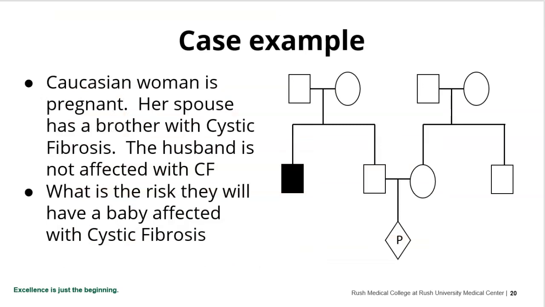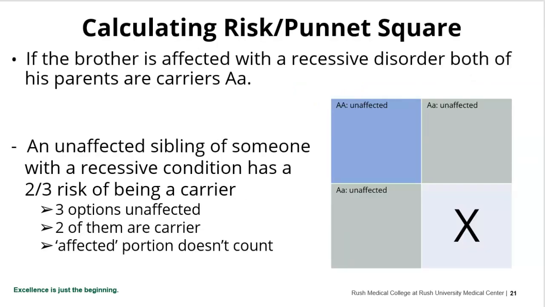So a Caucasian woman is pregnant. Her spouse has a brother with cystic fibrosis. The husband is not affected with cystic fibrosis. What is the risk they will have a baby affected with cystic fibrosis? It doesn't matter if I use CF or any other recessive disease. What does it mean for his brother to be affected? That means both of his parents are carriers. So if you have an affected child, both of the parents are carriers.